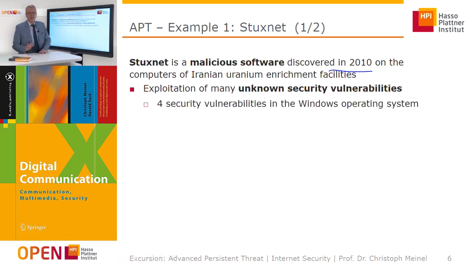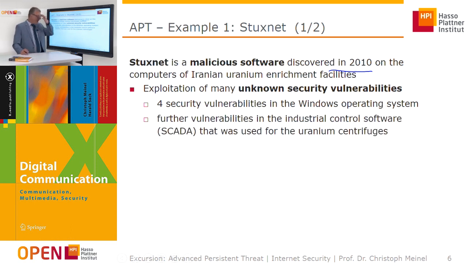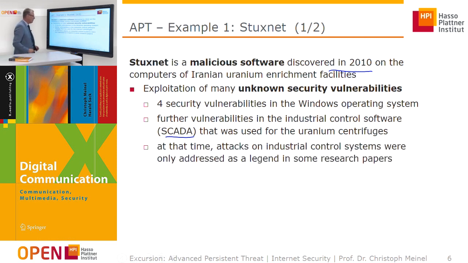For example, it exploited four security vulnerabilities in the Windows operating system. It exploited a further vulnerability in the industrial control software SCADA. This SCADA was used for the uranium centrifuges to produce uranium and the atom bomb. And what was possible by means of this Stuxnet malware was to cause the uranium centrifuges to become faster and faster and faster, up to the moment they were destroyed.